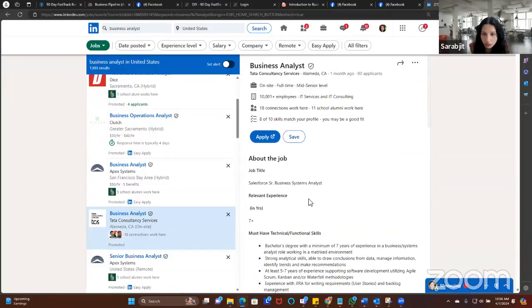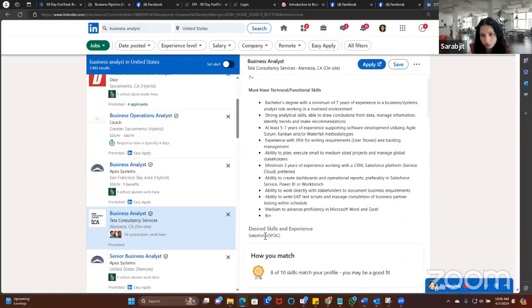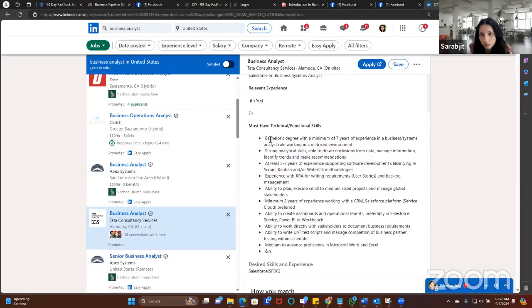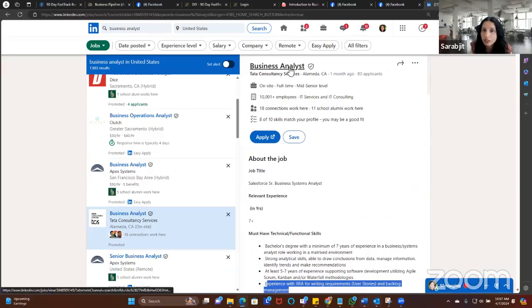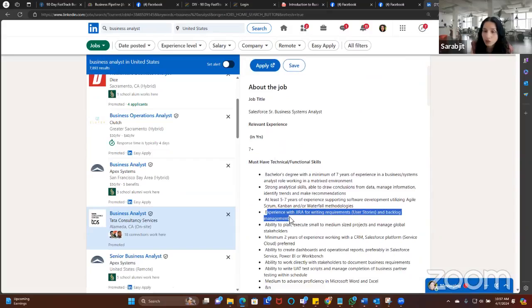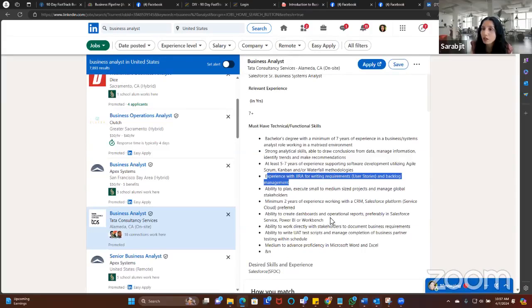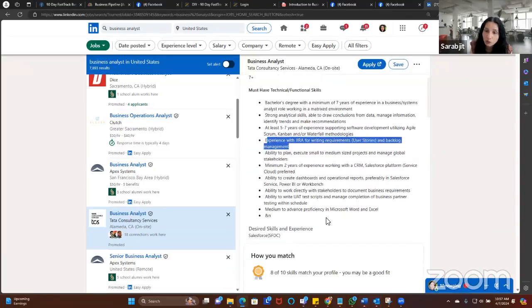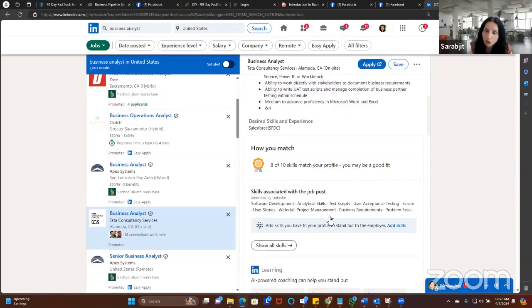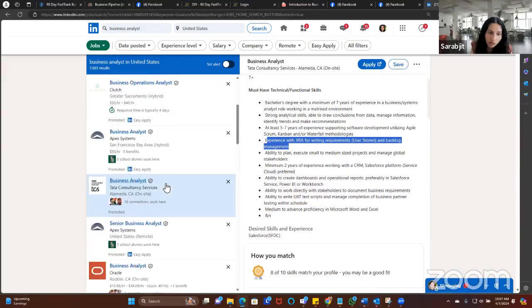Let's say business analyst, this one. Okay, experience in Jira for writing requirements, user stories, and backlog management. Again, as I said, this is a business analyst role, and they're still talking about Jira, user stories, and backlog management. This tells me that this is also going to be a hybrid role, so if you were preparing for this interview, make sure that you're talking about similar backgrounds.